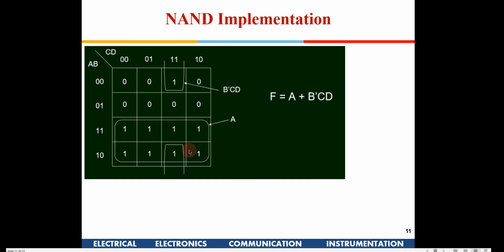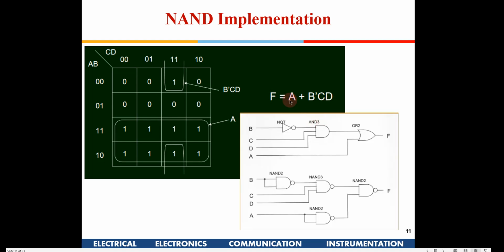Suppose this is a K map out here. The function we are getting, we saw in the previous class. Suppose the function is A plus B dash CD. Now we need to implement this. The first step is to write A or B dash. So B dash has been generated, then CD. This is the implementation with AND OR.